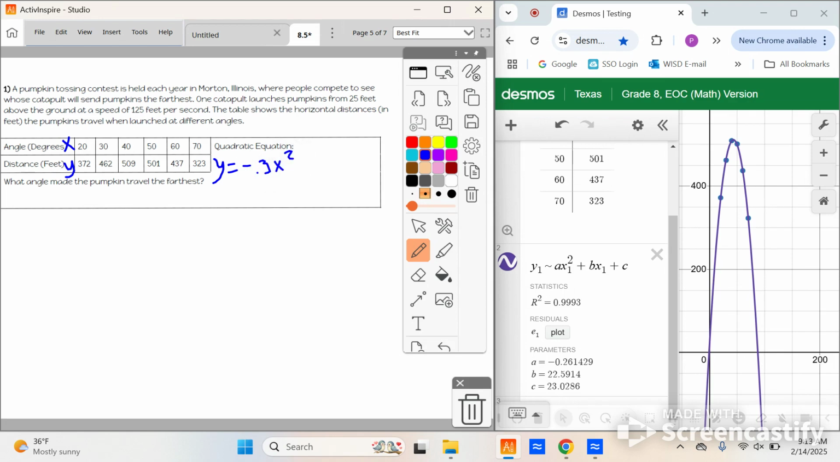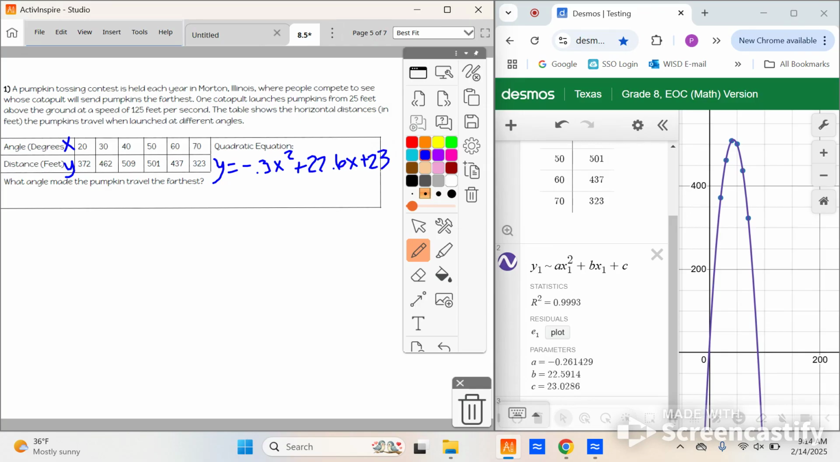3x squared. And our b, we're going to round to 22.6, so plus 22.6x. And our c, we're going to just write 23, plus 23. Now it says, what angle made the pumpkin travel the farthest?